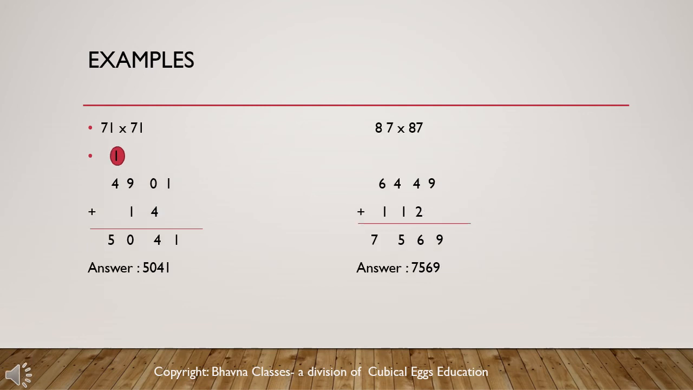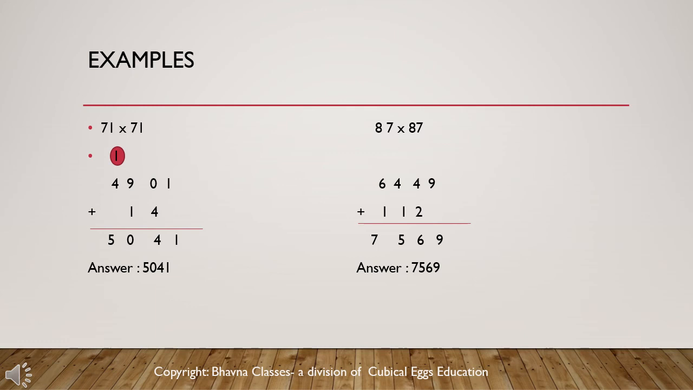Two more examples for you. So 71 times 71, I'll be squaring 7, which is 49, squaring 1, which is 1, I'll be writing 01, and then 7 times 1 times 2 is 14. So I'm writing 14 over here and adding this to get 5041.